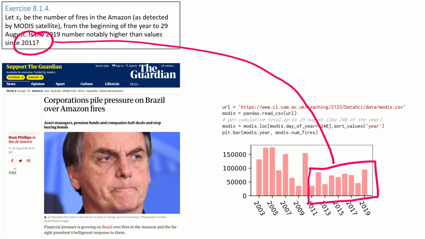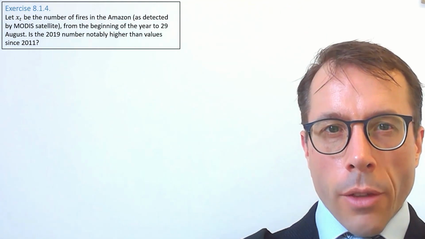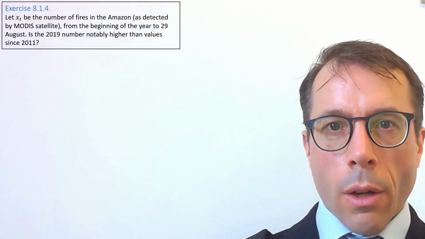The question only asks us about 2019 compared to values since 2011. That's from reading the subtext behind this news article here. 2011 is when the previous president, Dilma Rousseff, came to power, and the news article is implying a policy difference between her and Bolsonaro. So let's go ahead and answer this question with a confidence interval.